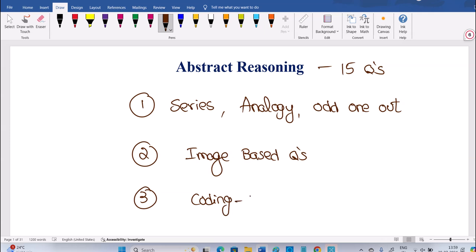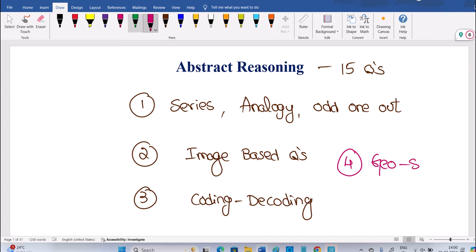One more thing which they focused on in CoCubes' platform: this Accenture exam is going to be conducted on different platforms, and one among them is CoCubes. In that they are giving a geo pseudo challenge as well. In this test, I kept two questions related to the geo pseudo challenge. So these are the topics to be focused on for the 15 questions.